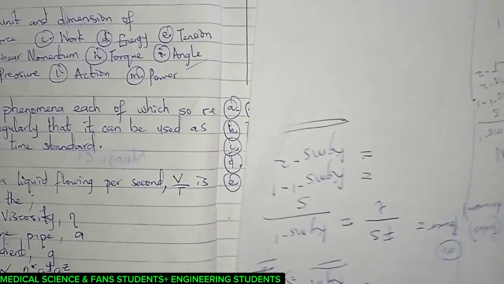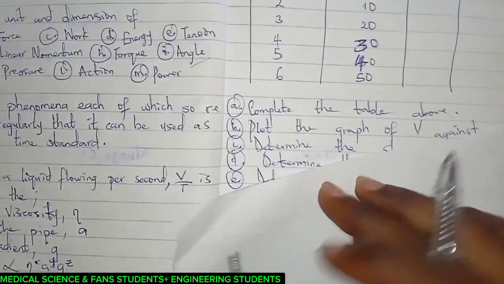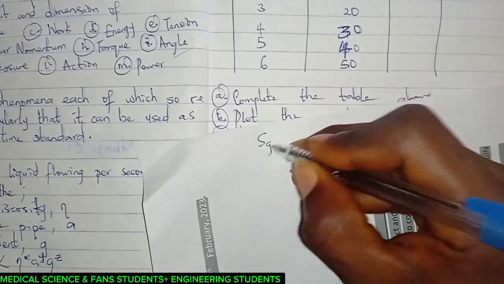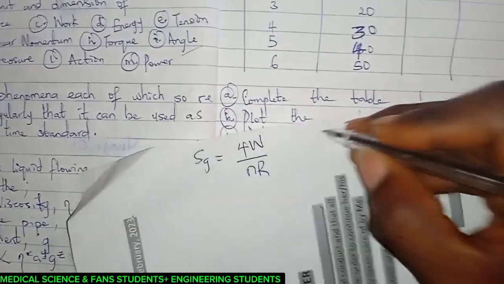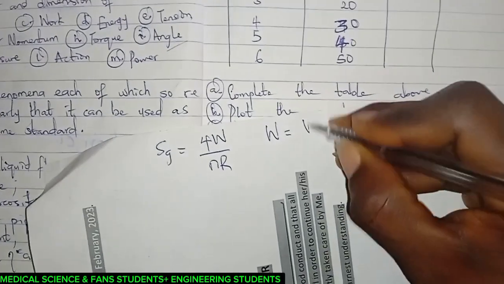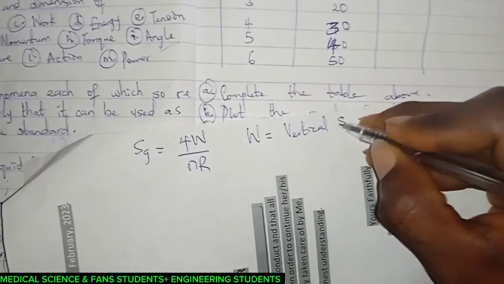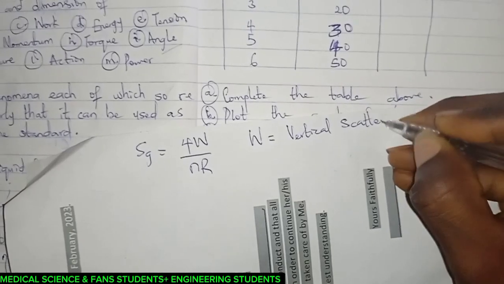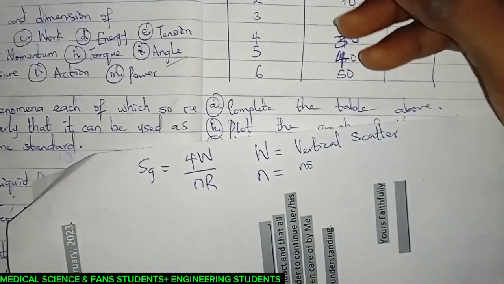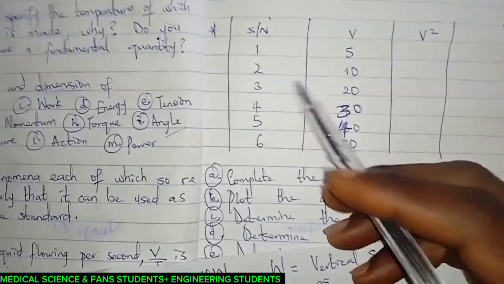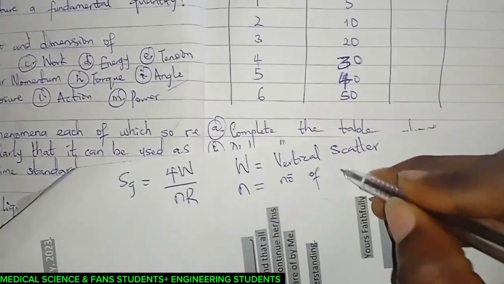Error in slope. To calculate the error in slope, we simply do S equals 4W all over NR, where W is the vertical scatter. All those points that your line of best fit couldn't touch are what we call W, the vertical scatter. N is the number of observations. Like in this graph, we have 6 observations, serial numbers 1 to 6. So that is the number of observations.